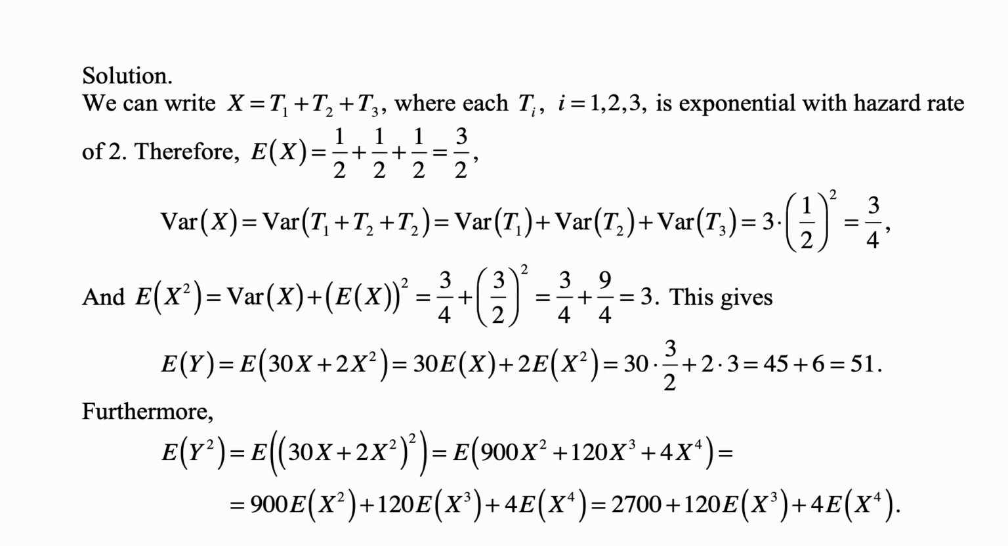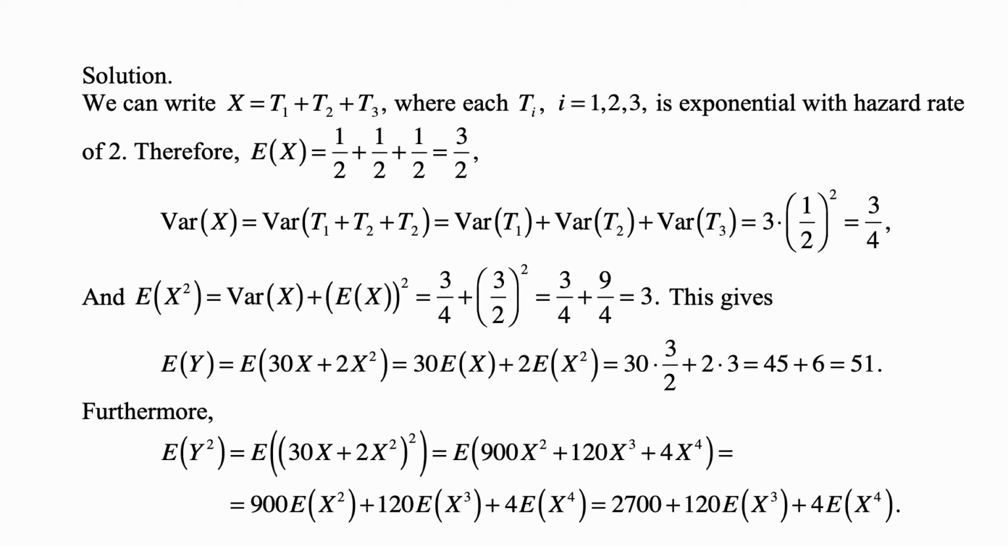The second moment of X, therefore, is the variance of X plus the square of the first moment, which is 3/4 plus 3/2 squared. So 3/4 plus 9/4, that's 12/4, or 3. This gives E of Y, the expected value of 30X plus 2X squared, as 30 E of X plus 2 E of X squared, so 30 times 3/2, plus 2 times 3. That's 45 plus 6, and it's 51.